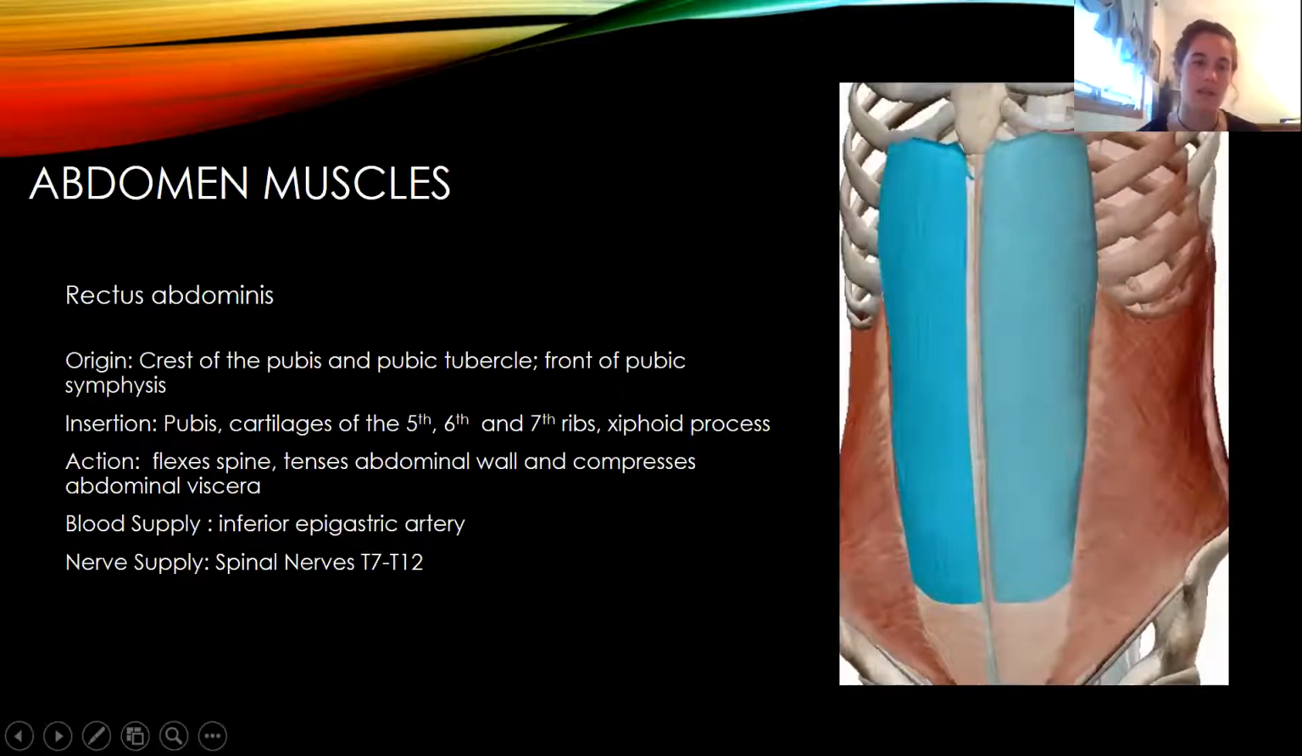And then the abdomen muscles, there's the rectus abdominis. The origin for this is the crest and pubic tubercle, the front of the pubic symphysis. Insertion is the pubis, cartilage of the 5th, 6th, and 7th ribs, and xiphoid process. Action is that it flexes the spine, tenses the abdominal wall, and compresses abdominal viscera. The blood supply is the inferior epigastric artery, and the nerve innervation is spinal nerves, vertebrae 7 through 12.